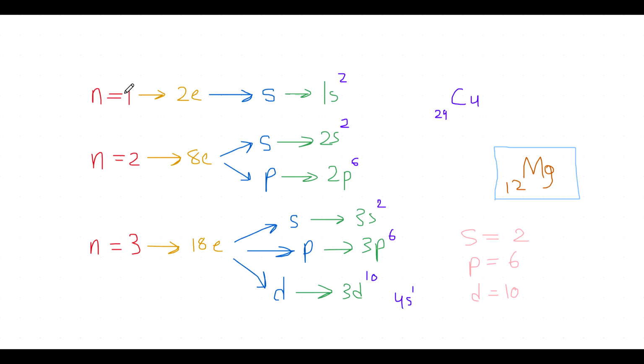Now here an exception also comes that we are going to study later as well, that after 3p we always fill 4s. Why? Because there's a slight exception because 4s has a lower energy than 3d. So what will this become? We will have 4s2 and 3d9.